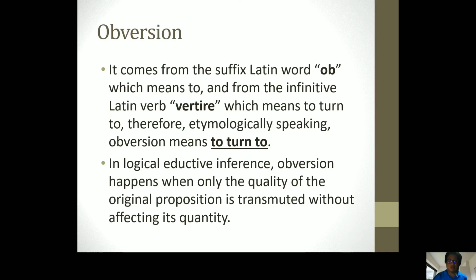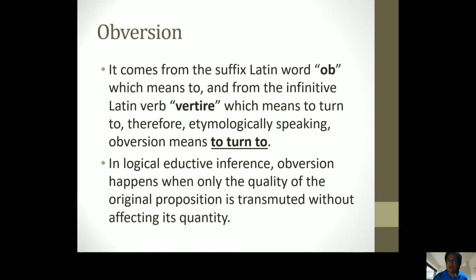Let's proceed with obversion. It comes from the Latin prefix ob, which means to, and from the Latin infinitive verb vertere, which means to turn to. Therefore, etymologically speaking, obversion means to turn to.